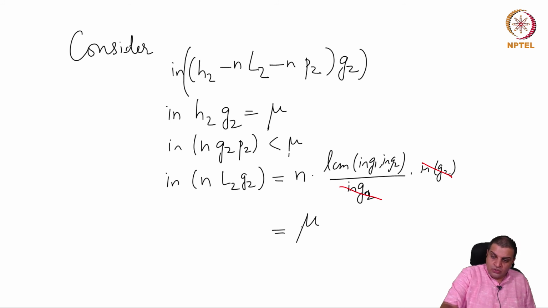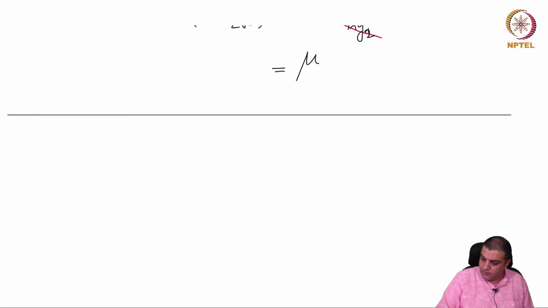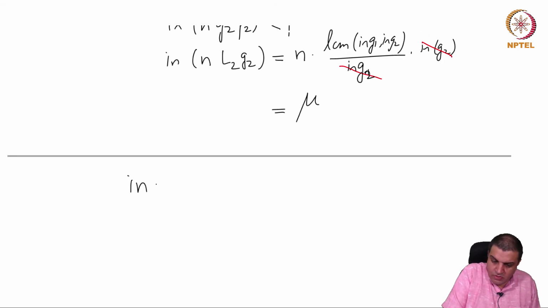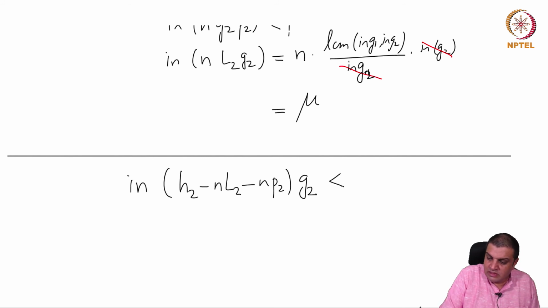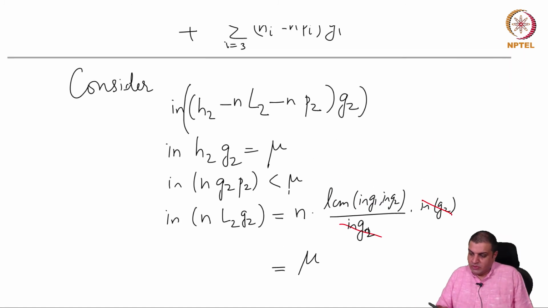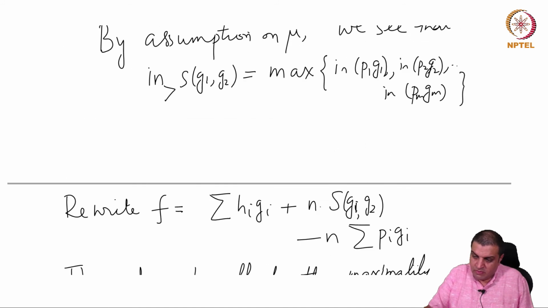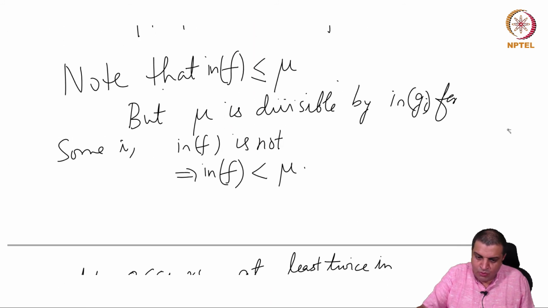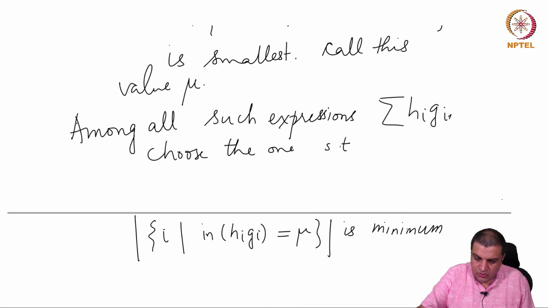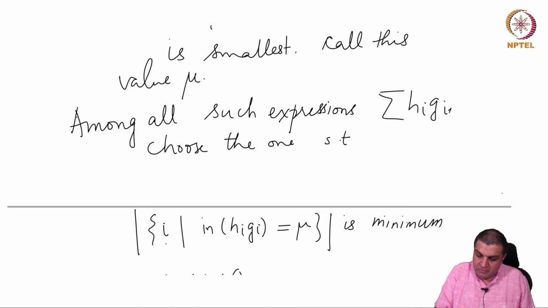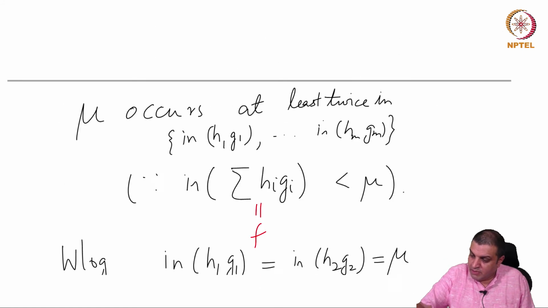So in other words, the conclusion for us is that in of H2 minus n L2 minus n p2 G2 is less than mu. This contradicts the minimality. Remember, mu was chosen with certain properties, and this contradicts one of those properties: among such expressions, the number of times in which this occurs is minimum.